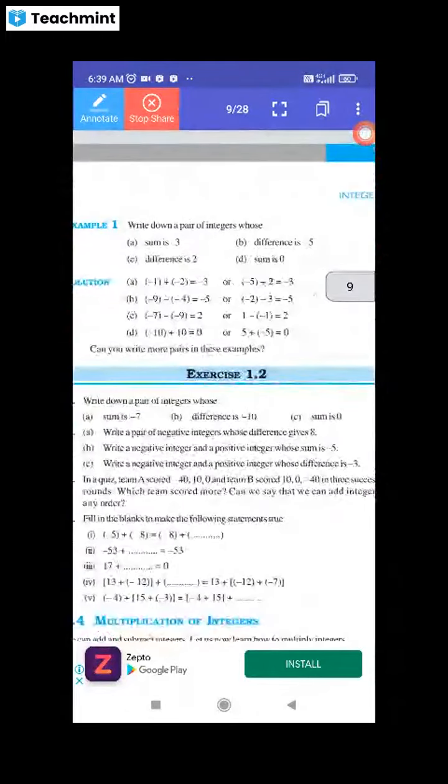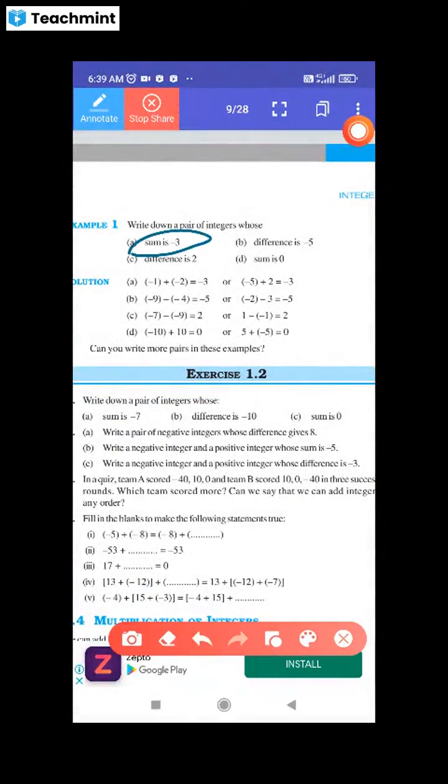Write down a pair of integers whose sum is minus 3. Whose sum is minus 3. Sum means you just put your plus. Whether you can add any numbers here. What is the answer here? Minus 3. So how to find out? You know that minus sign is there, which means the bigger number, in front of that you can put minus.